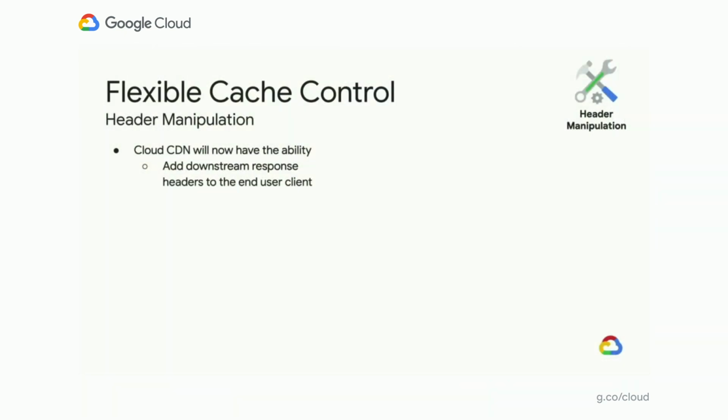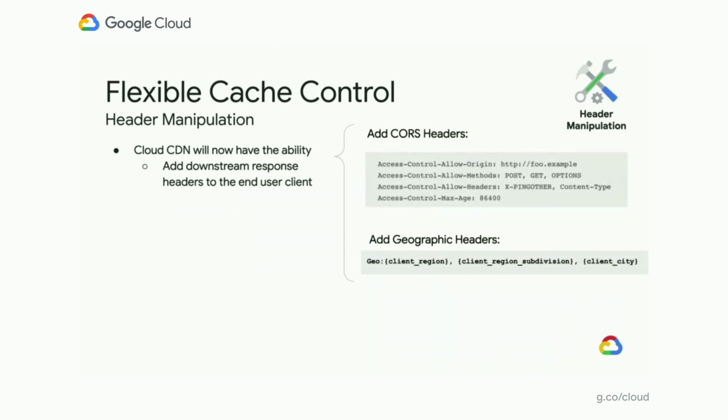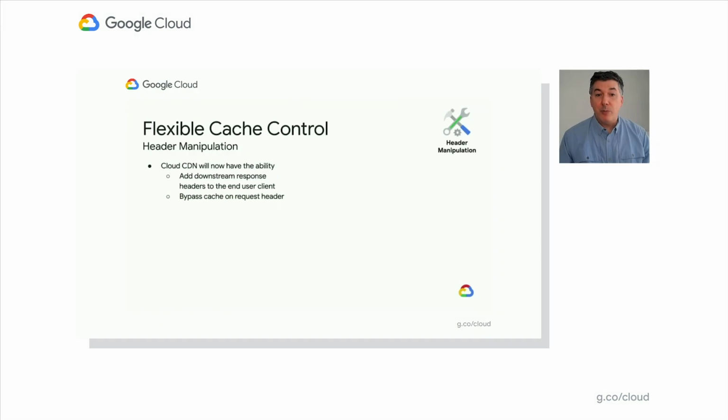The third component, or the second component we want to talk about within flexible cache control is header manipulation. And within header manipulation, there are a couple of different use cases that will be addressed with this release. The first one is the ability to add downstream response headers to the end user client. This is helpful for things like adding CORS header values, which can be important for streamed objects or JavaScript objects that require additional helper directives to allow the browser to leverage the particular object that is being delivered.